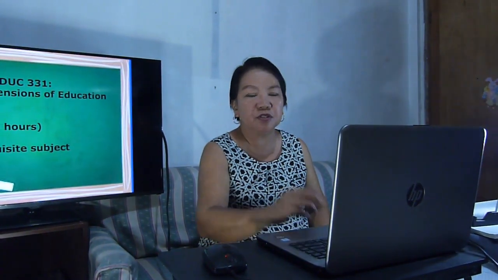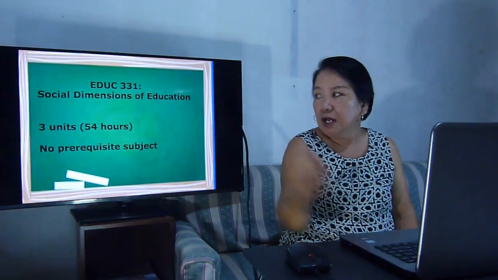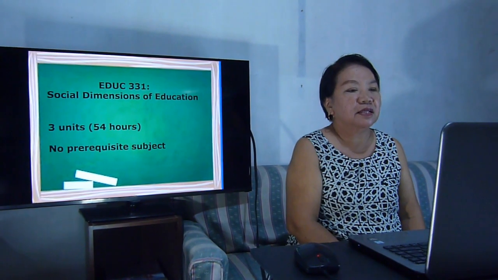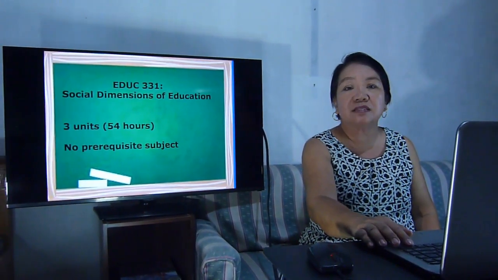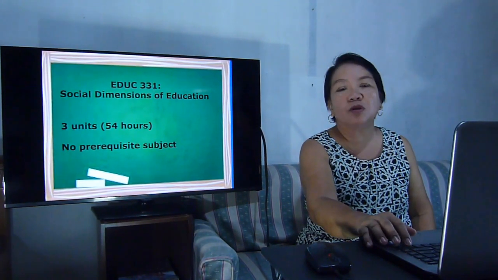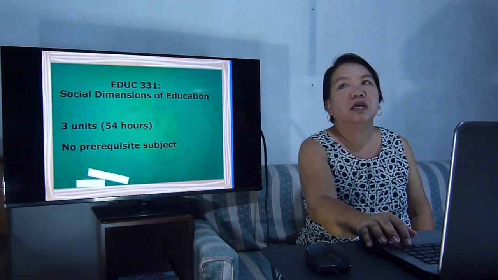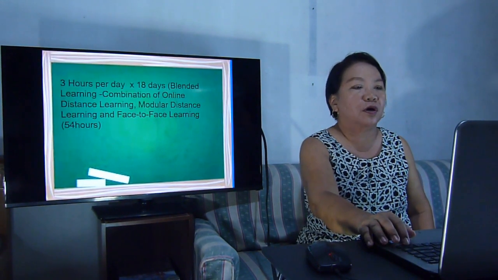So, the first chapter of our subject will be discussed by me, and I would like to introduce to you now our course. So, EDUC 331, that's Social Dimensions of Education. That's 3 units, equivalent to 54 hours. And there is no prerequisite subject. So, even a first-year student can enroll in this course.